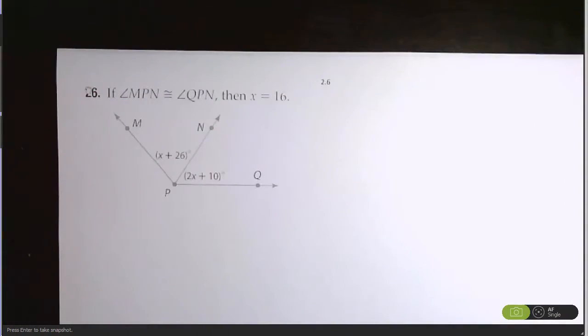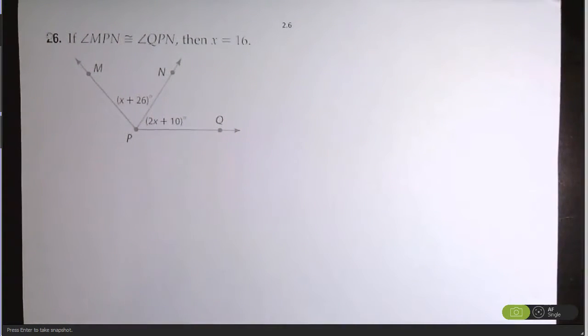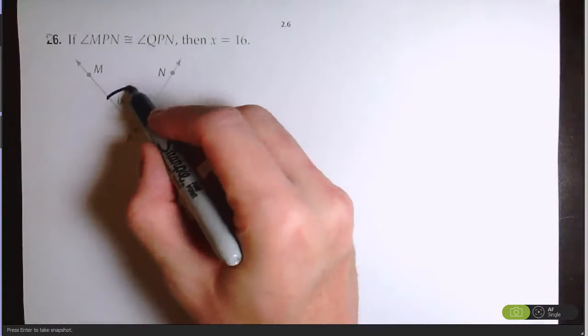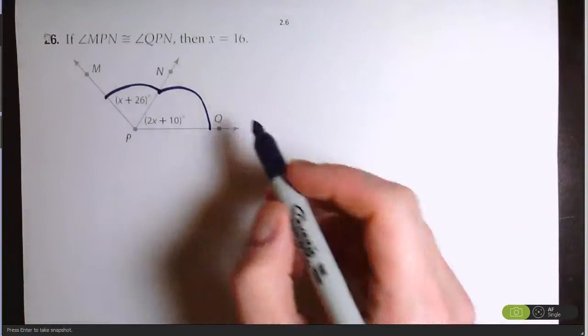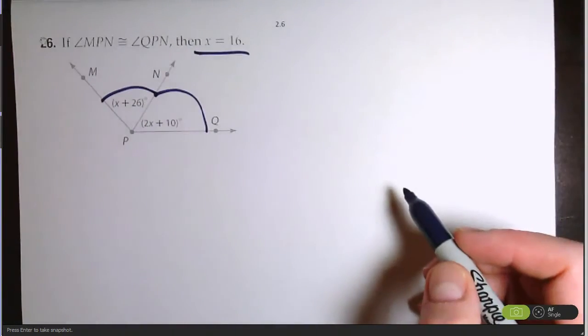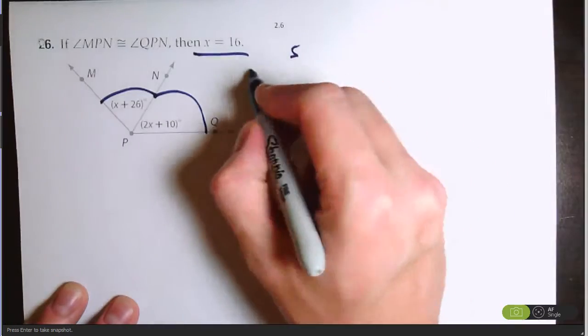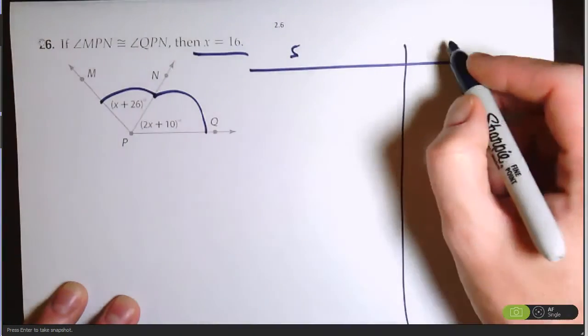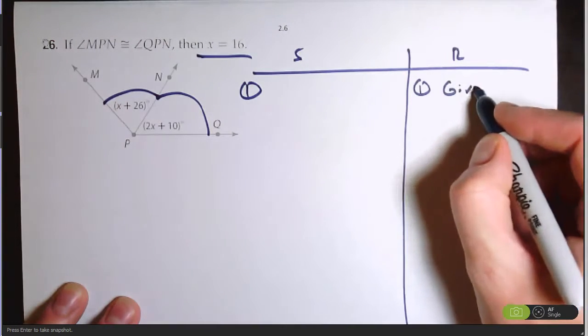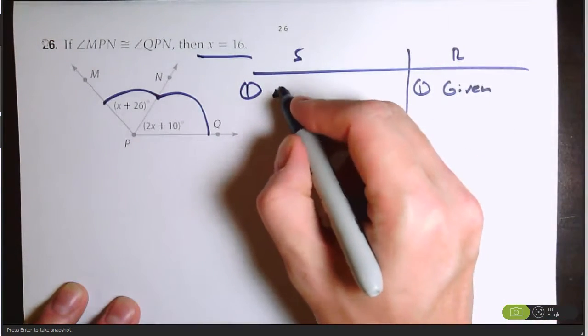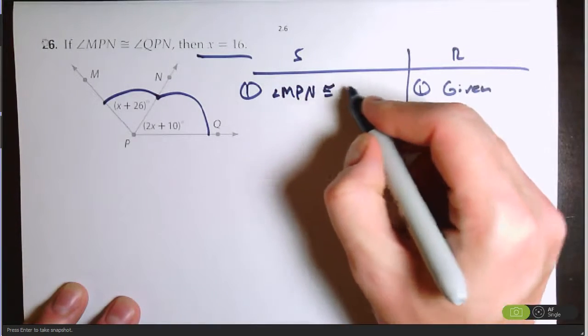Okay, another example similar to this one, with angles. This example really is exactly the same, just with angles now. We've been given that angle MPN, this angle here, is congruent to angle QPN, this angle here. If we know that, we're going to say x equals 16. So again, statements and reasons. Step 1 is our given. We always start with the given. It's given that angle MPN is congruent to angle QPN.